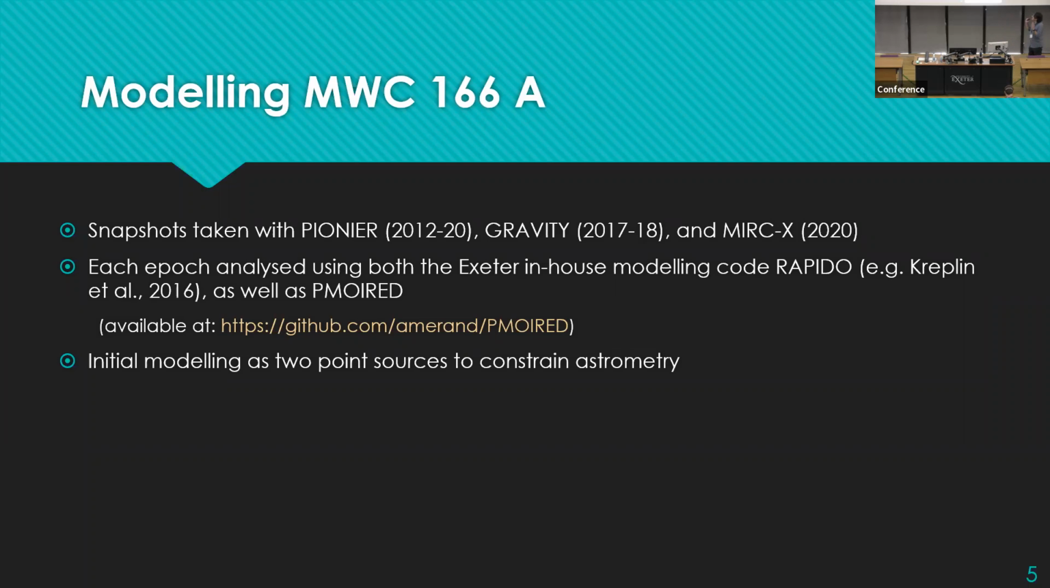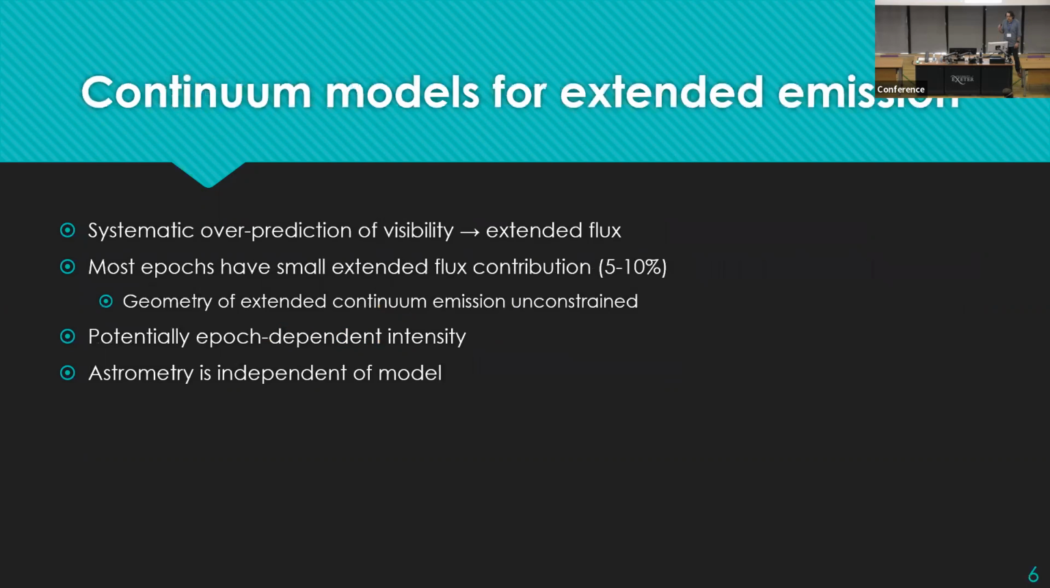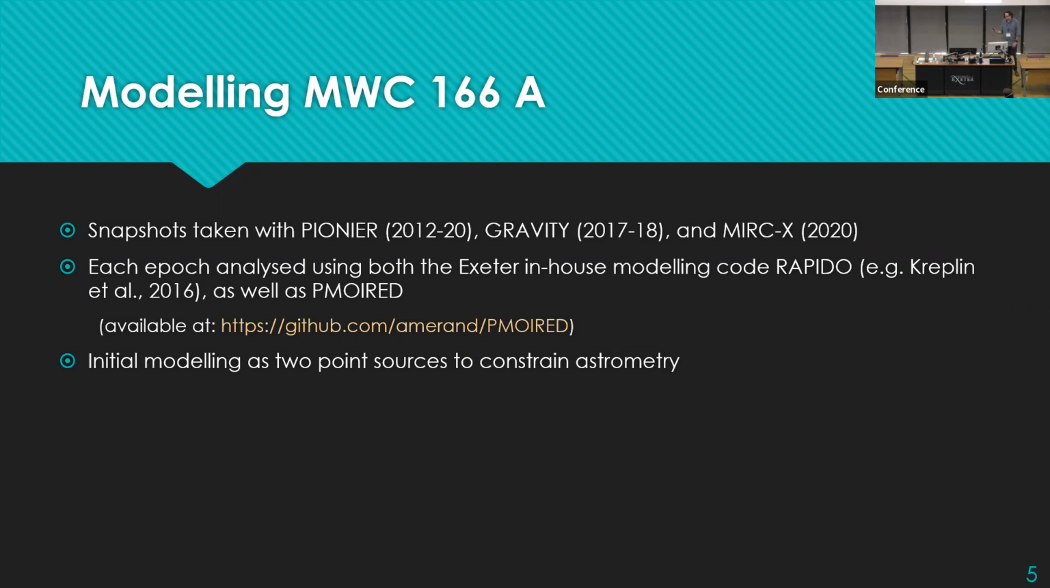And so we analyzed all of these using our in-house modeling pipeline, RAPIDO, and also the previously mentioned in this conference many times, PMOIRED. I love PMOIRED, everybody should use it. It's amazing. Okay, so we first modeled this source as purely just 2 point sources, trying to get an idea of the astrometry. And we were sort of surprised at how well this actually worked. I mean, without the near-infrared excess, obviously we're not going to have a huge amount of continuum emission that isn't constrained to the stars themselves.